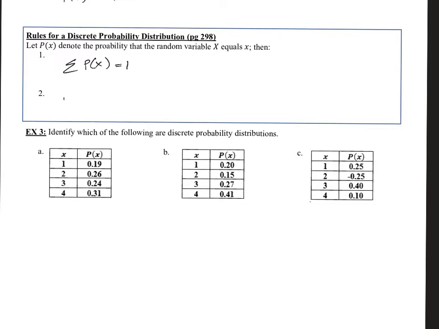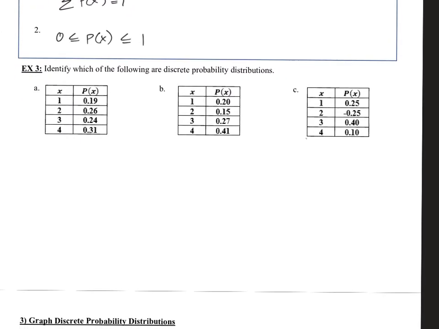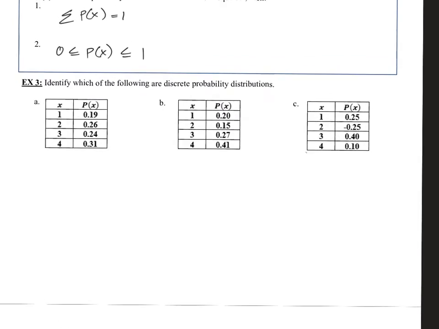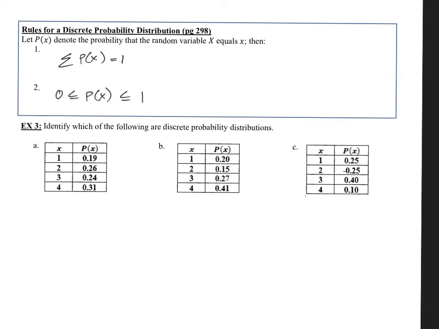And all of the probabilities should be less than or equal to 1 and greater than or equal to 0, which is also something we have seen. So they should not be bigger than 1, and they should not be less than 0. So we're going to identify which of the following are discrete probability distributions. What we want to use are these 2 rules to see which one satisfies all of them.